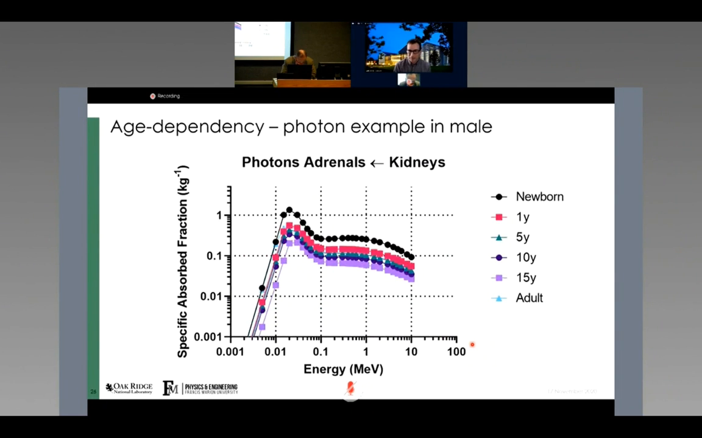Here's a photon example. We see less age dependency in photons when we have a crossfire irradiation in particular. This is kidneys irradiating the adrenals. We see this little hump here that we would expect due to the close proximity of the adrenal glands to the kidneys.